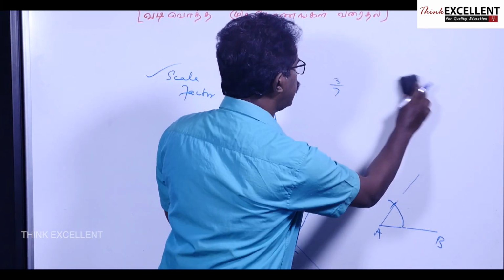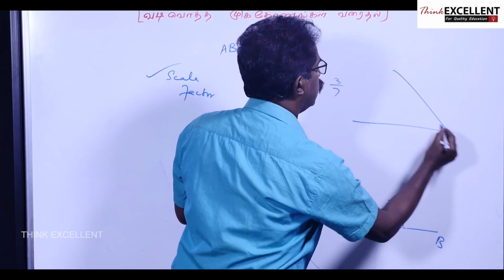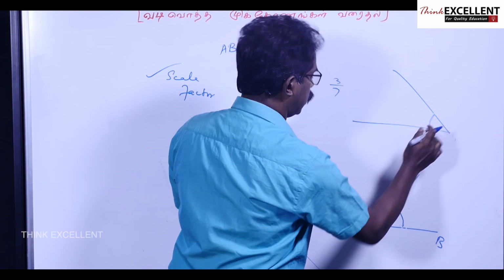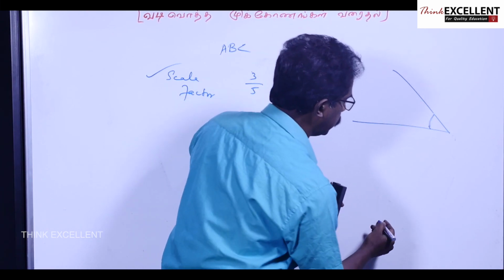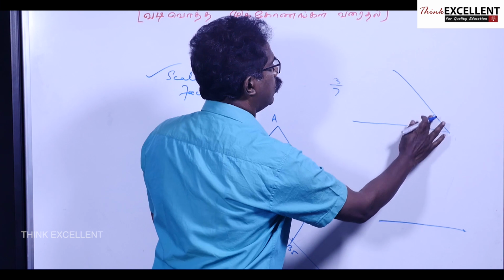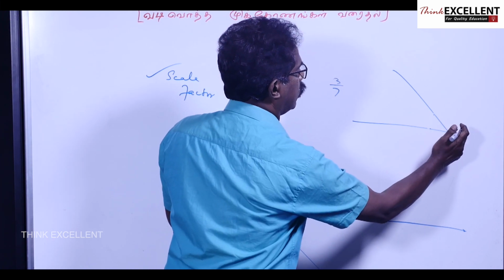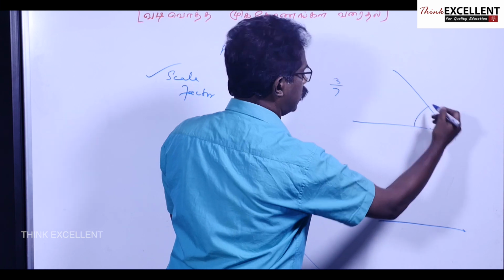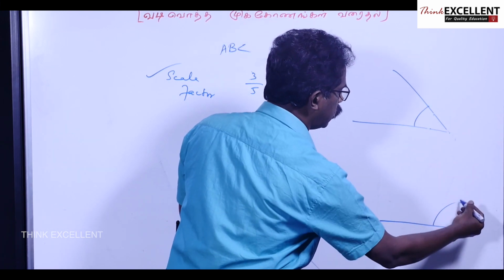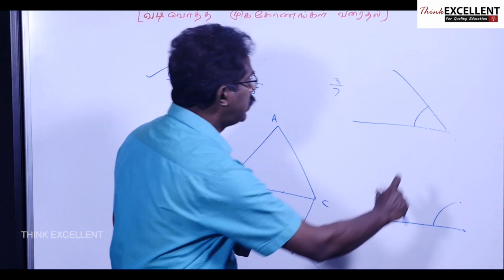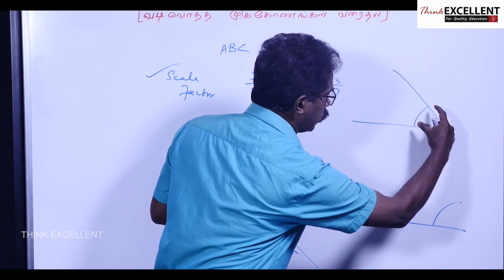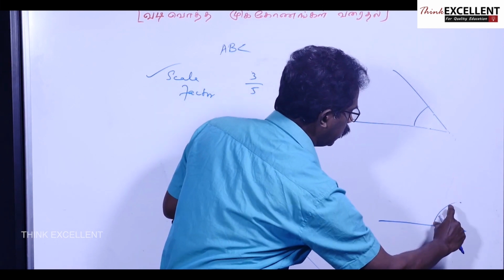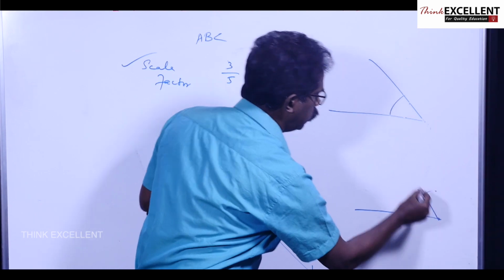On any side, suppose I want this angle to be made on this side. What do you do? Keep the pointer here using the compass and draw one arc with any measurement. Same measurement, keep the pointer and draw this. Now measure this length using the compass, keep the pointer and cut it. Okay, so you will get this.